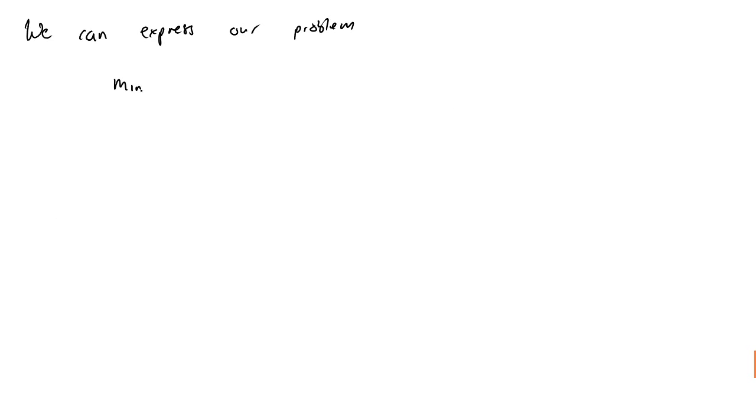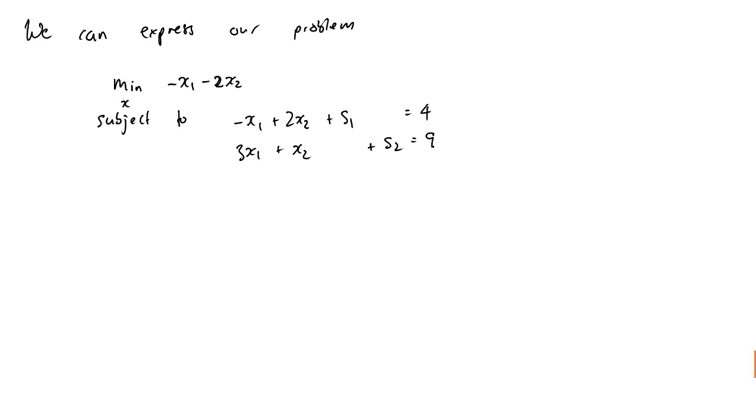as minimize, let's see, it's negative x1 minus 2x2, subject to, what have I got? I've got two equality constraints, negative x1 plus 2x2, and I'll rename x3 and x4 s1 and s2 just to make it even clearer what's going on. Equals 4, 3x1 plus x2 plus s2 equals 9.